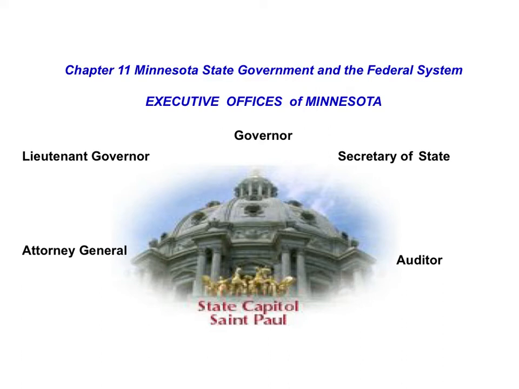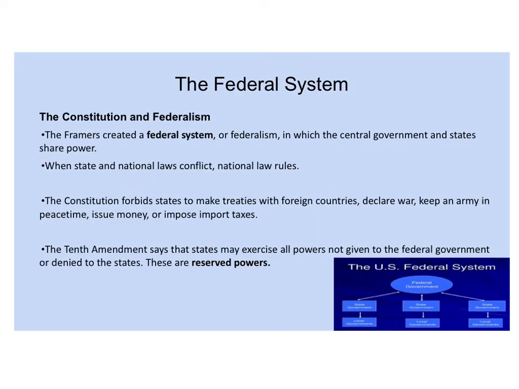Chapter 11, Minnesota State Government and the Federal System. Please write down the heading, the Federal System. Please write down the first bullet. The framers created a federal system or federalism in which the central government and states share power.